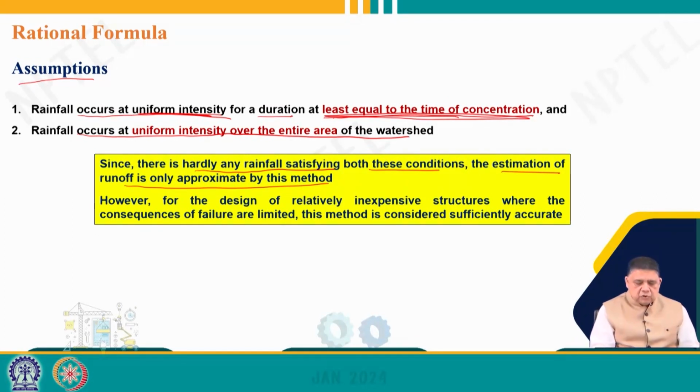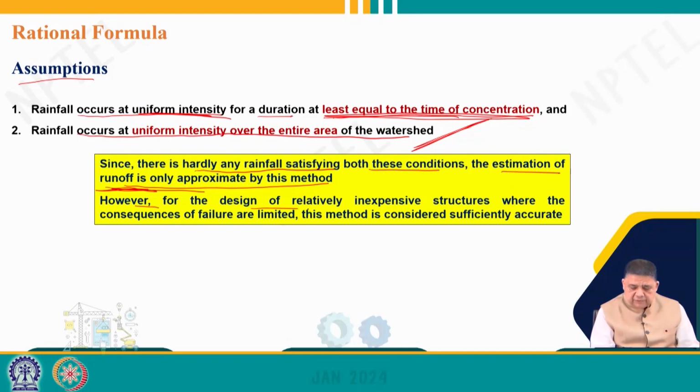for the watershed. So, because it is very difficult to satisfy these conditions, or to get a rain which is constant over the time of concentration or over the area, that is why these are the limitations of the rational formula or rational method, and that is why the estimation of runoff is only approximate by this method.